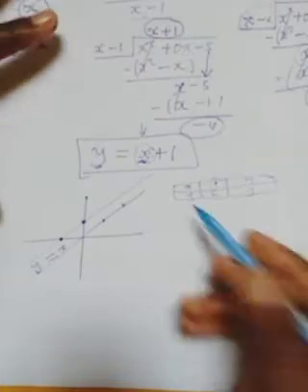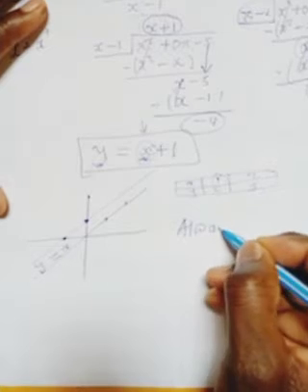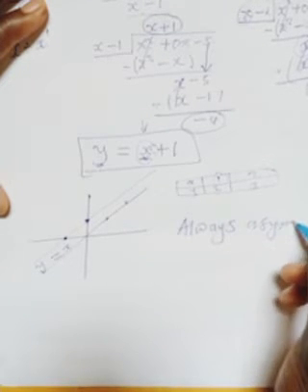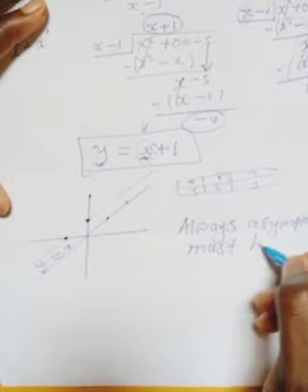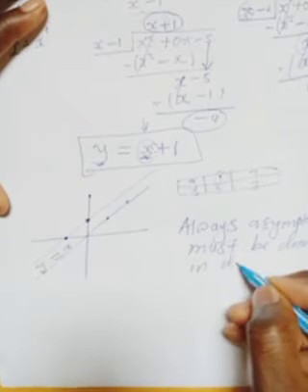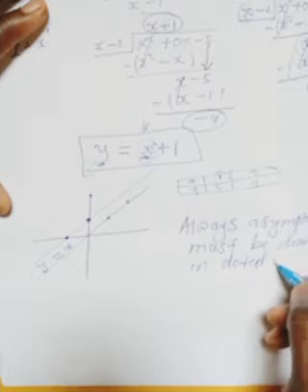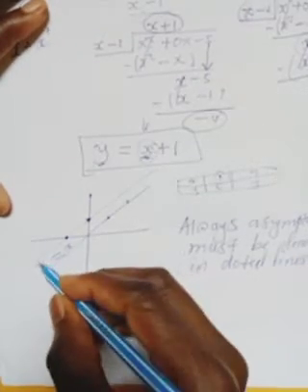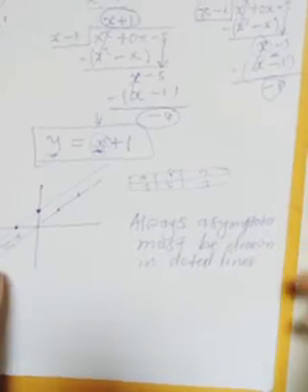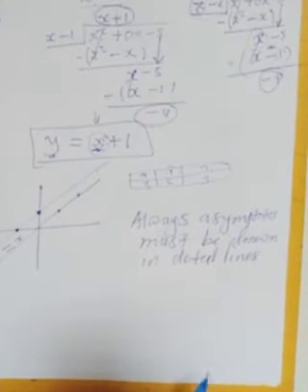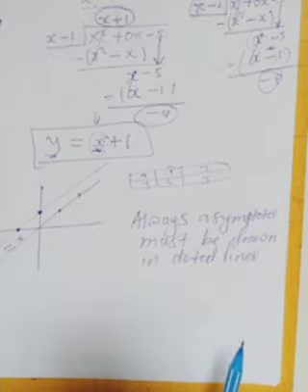And always, asymptotes must be drawn in dotted lines. So when you're drawing this line, you have to make sure that this is dotted and not a solid line. Always, asymptotes has to be drawn in what? In dotted lines. So this is how you have to be differentiating between vertical asymptote and horizontal asymptotes, including the so-called oblique asymptotes.